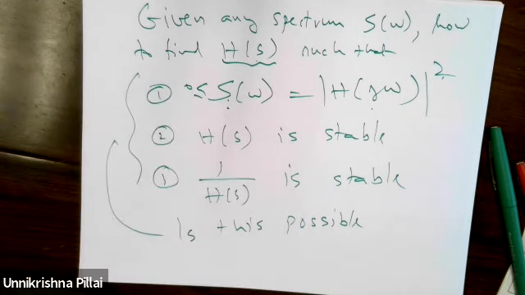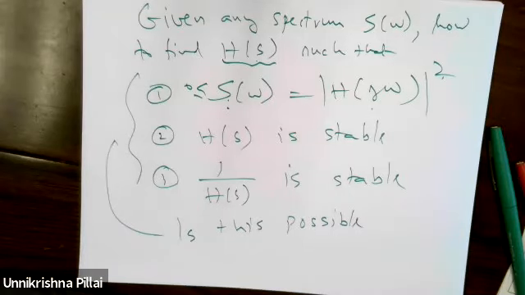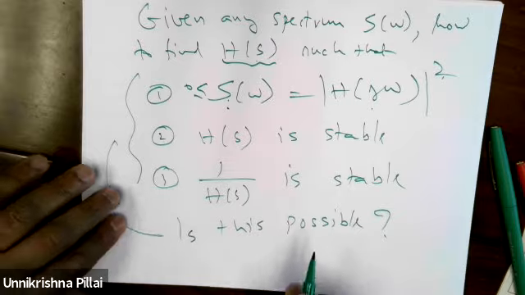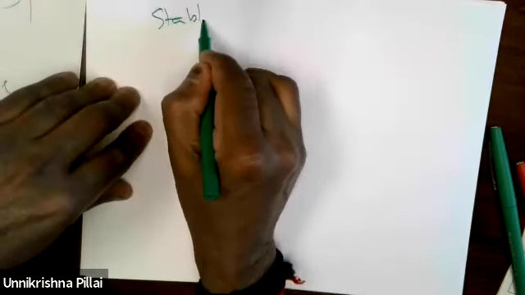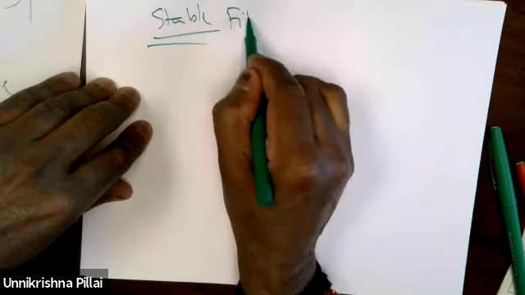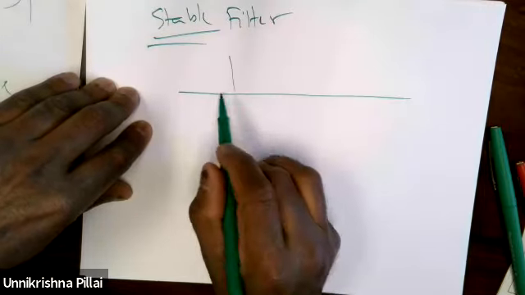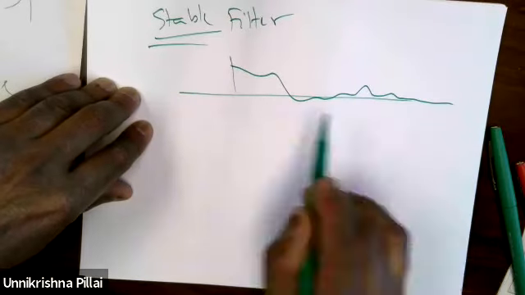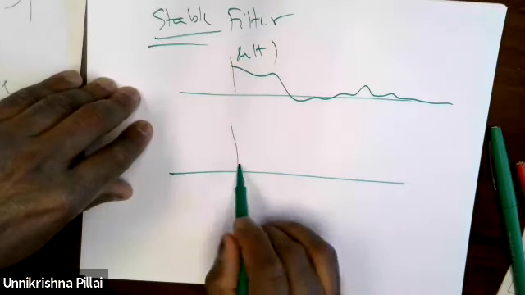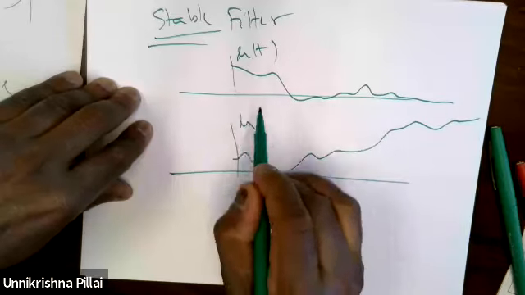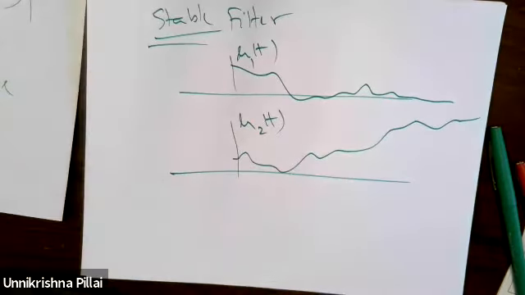If the filter is not stable, you can't implement it, right? And sometimes you need the inverse filter. So what do you mean by stable? I'm going to tell you about stability. Anybody in the audience? What do you mean by a stable filter?